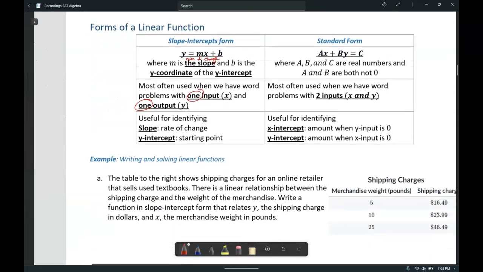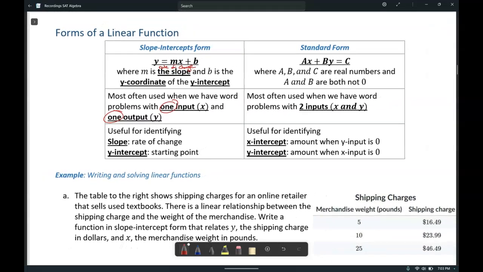So it's very useful when we are identifying rate of change or a starting point, or when we're given those values of information. What is the rate of change and the starting point? We can write an equation based off of that pretty quickly.